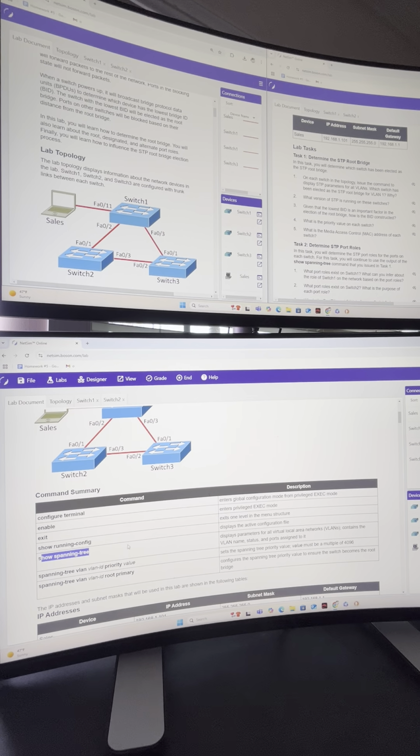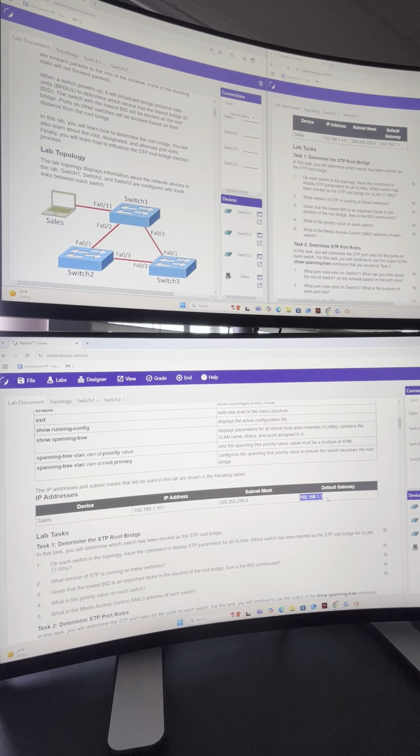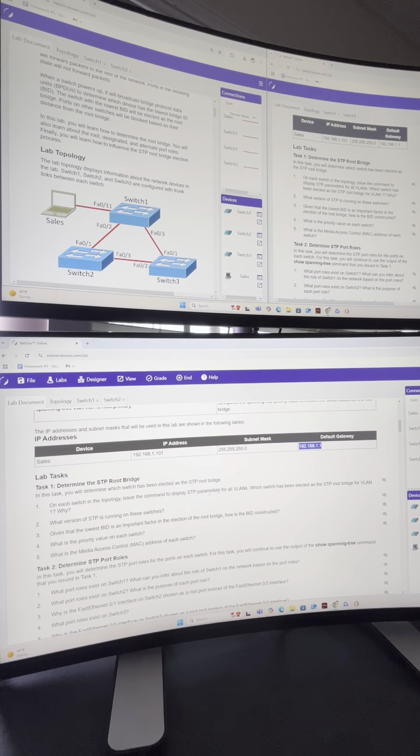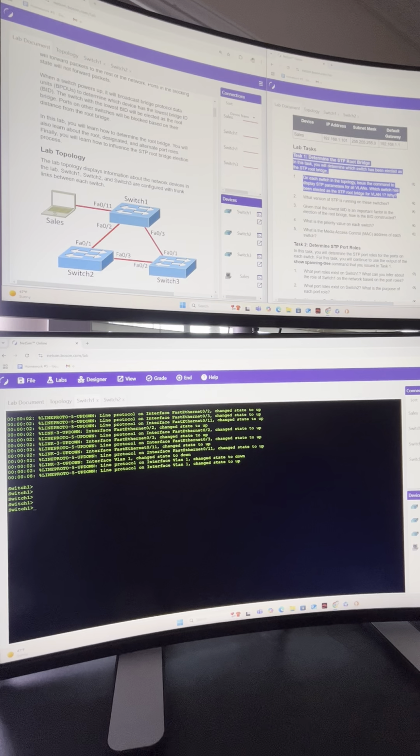Okay, so if we look at the IP address table, we have the sales PC, which has an IP address of 192.168.1.101. It has a /24 subnet mask, and its default gateway is 192.168.1.1. Okay, so let's take a look at our lab task. We're going to keep our topology up here in the top left. We're going to be doing our readings in the top right, and we're going to be doing our configuration down here at the bottom. Okay, so it says task 1.